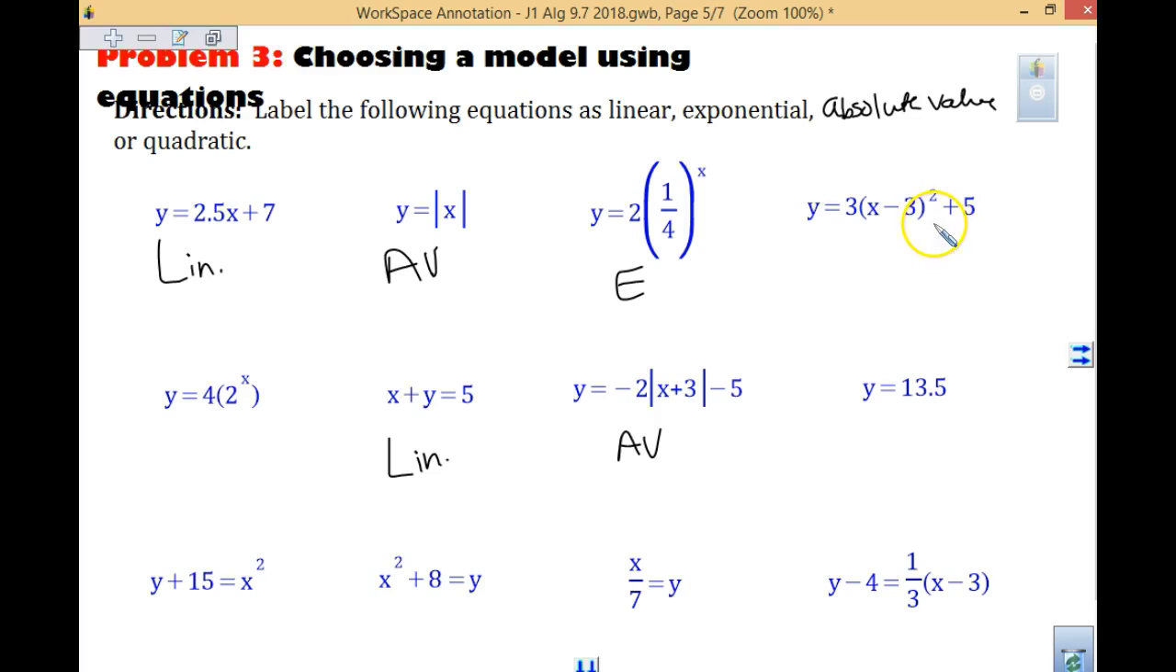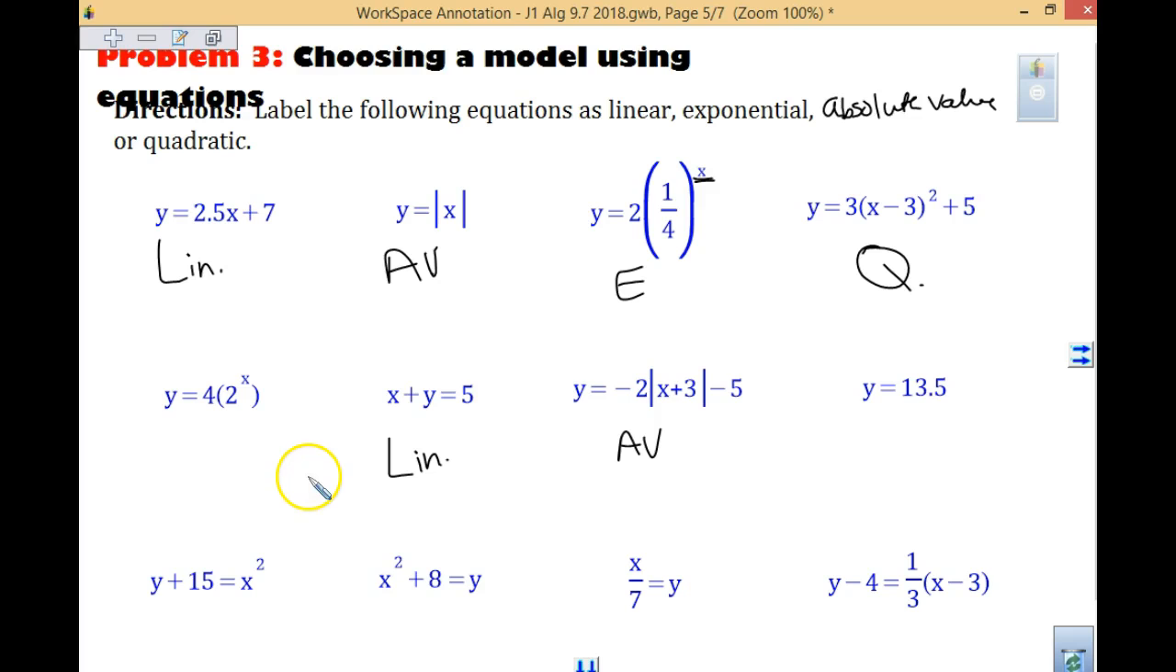Exponential. This is vertex form of quadratic. Now, the exponent generally is going to be an x, not a 2. If it's a 2, that's telling you quadratic. If it's x to the first, that should be telling us linear.